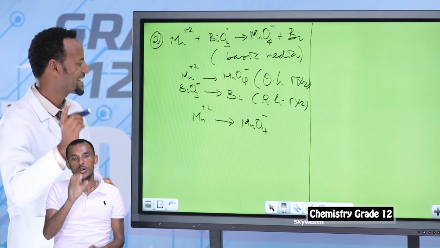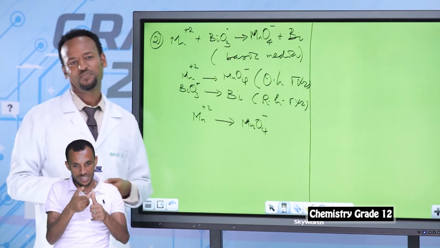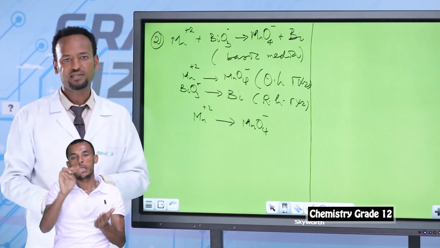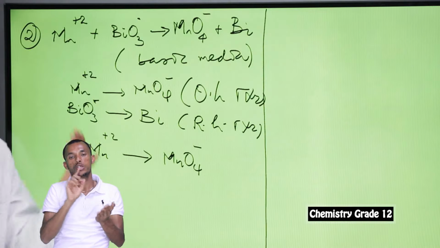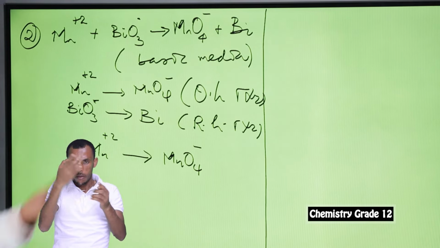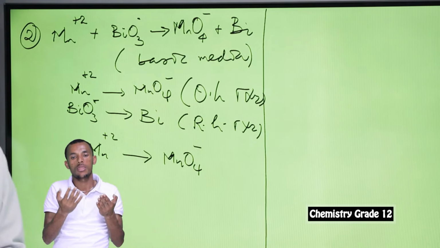Excellent. First, balance oxygen. The first step is to balance manganese, but manganese is already balanced. The next step is to balance oxygen. Balance oxygen by what? By addition of H plus? By addition of water? Balance oxygen by addition of H2O.